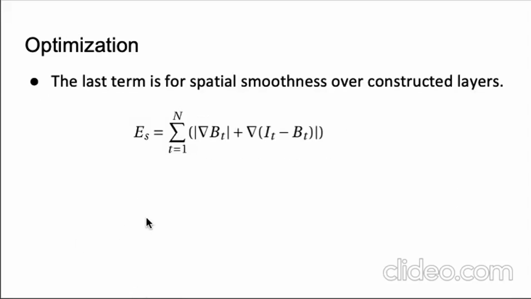The last term for optimization is for spatial smoothness over the constructed layers. This is done by minimizing the first order spatial gradient of the background and the reflection layers.